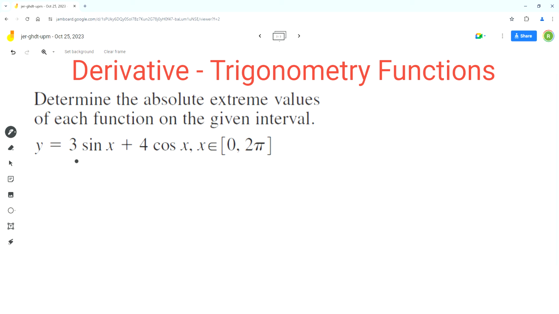So the first step is to find the derivative of the function and then set it equal to 0 to find the x values at which the tangent is horizontal, because the tangent is horizontal at the peaks and the valley points in the graph of a function. So let's start with the derivative.